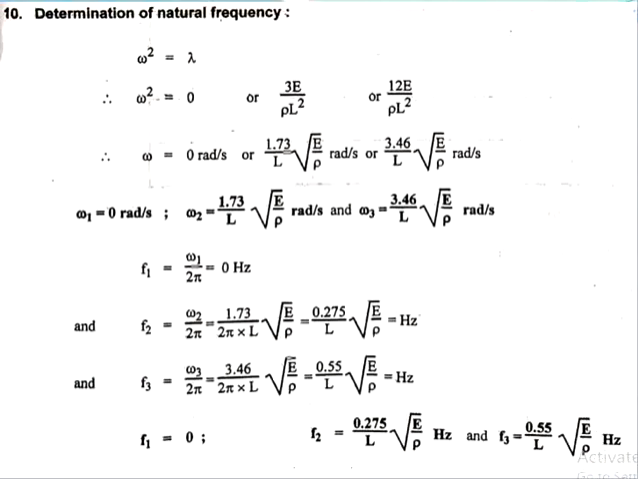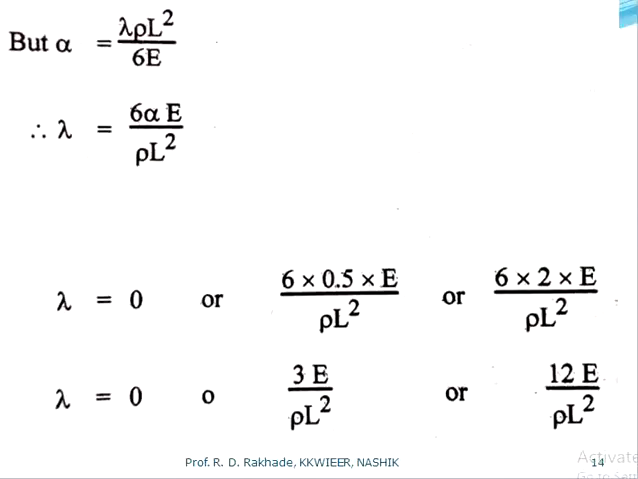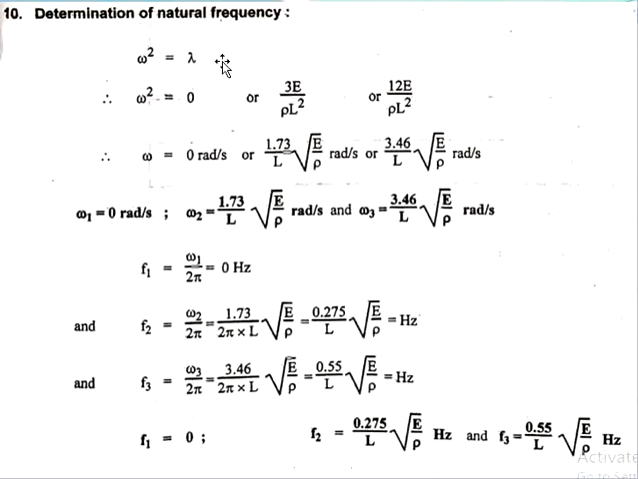Then the last step, that is determination of natural frequency. We have the lambda value, so we can easily calculate the value of omega. Omega square is equal to lambda, just taking the square root of all values, that is 0, 1.73 upon L under root E upon rho. For the third, 3.46 upon L under root E upon rho.